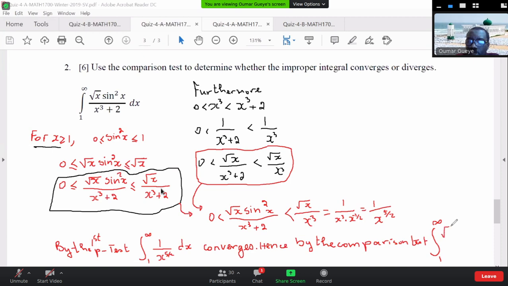Root x sine square of x over x cubed plus 2 dx. So this integral, equality here, it's less than a function which is already convergent.